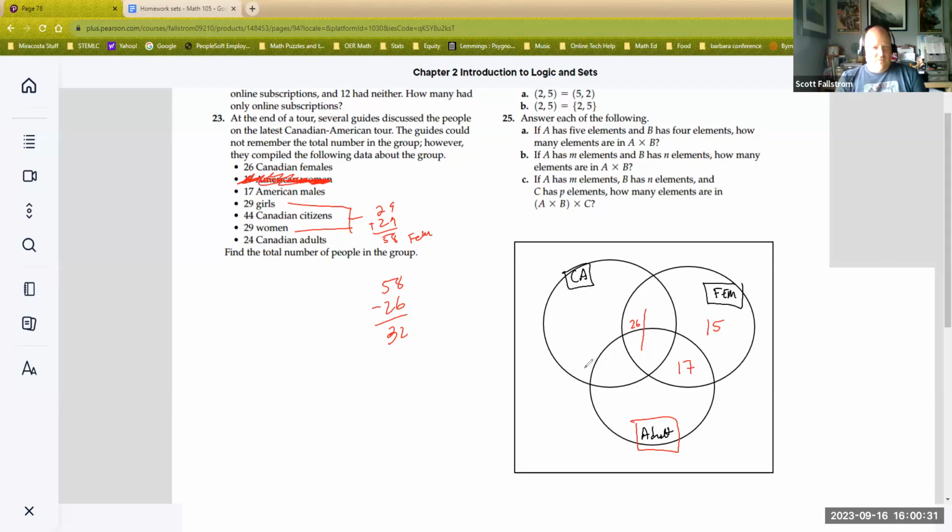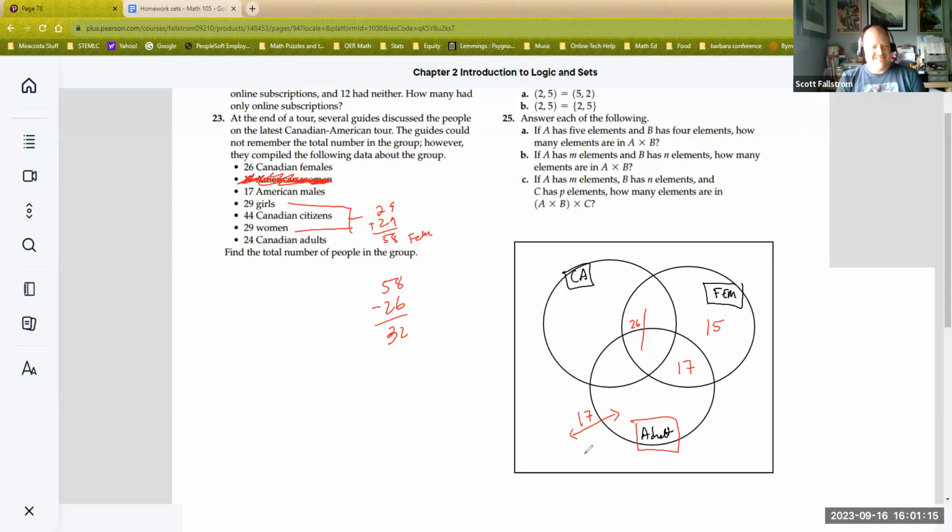Okay. What else do we have here? 44 Canadian citizens and 24 Canadian adults. Okay. And what else? 17 American males. So, 17 American males. So American males would be not in Canadian, not in female, and they'd have to be adults or not. Doesn't say. So again, these two spots right here is worth 17. And I wish I knew more about those two. So I'm not sure how those numbers are split.